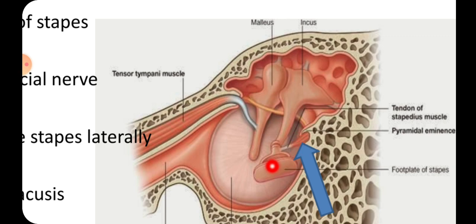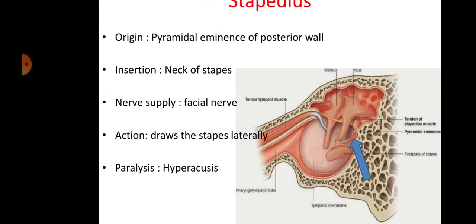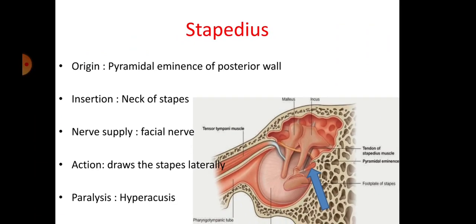Then what is going to happen? The footplate moves again and again inside the internal ear, and it creates waves again and again inside the internal ear. Then what is going to happen? The person hears a noise sound, is not hearing clearly, and a noise sound is heard by the patient. That condition is called hyperacusis. This is about the stapedius.